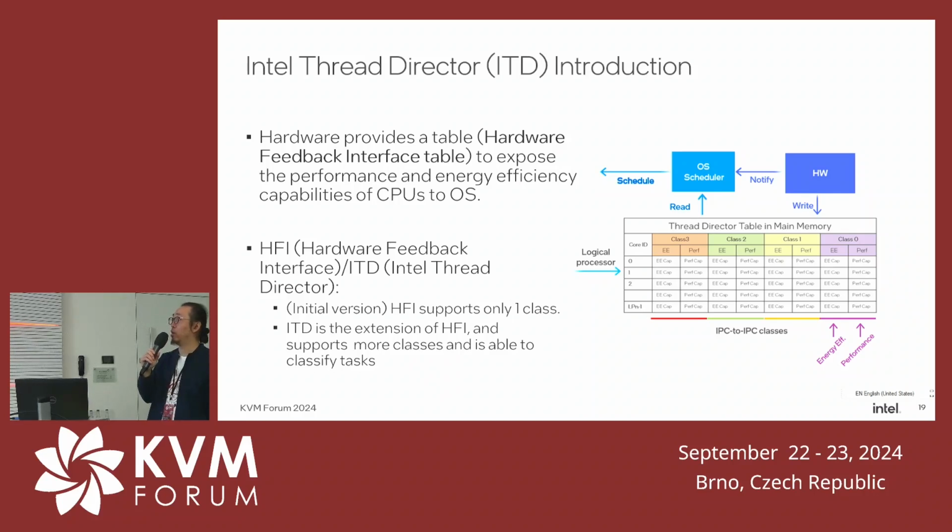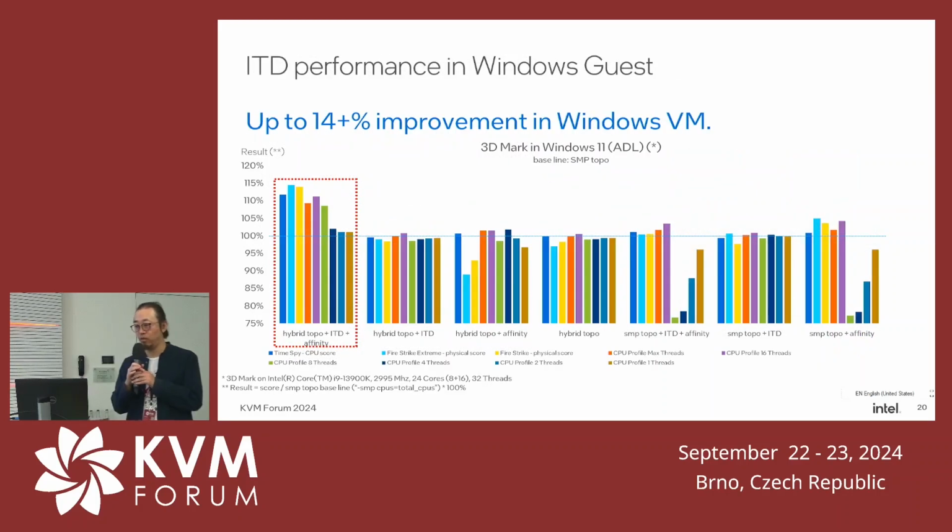And hardware can also notify the OS scheduler through the thermal interrupt, so any change in this table from the hardware will be notified to the OS scheduler. So yeah, we know that this hardware feature has been enabled in the Windows guest. So we want to see what's the benefit. What does it really help?